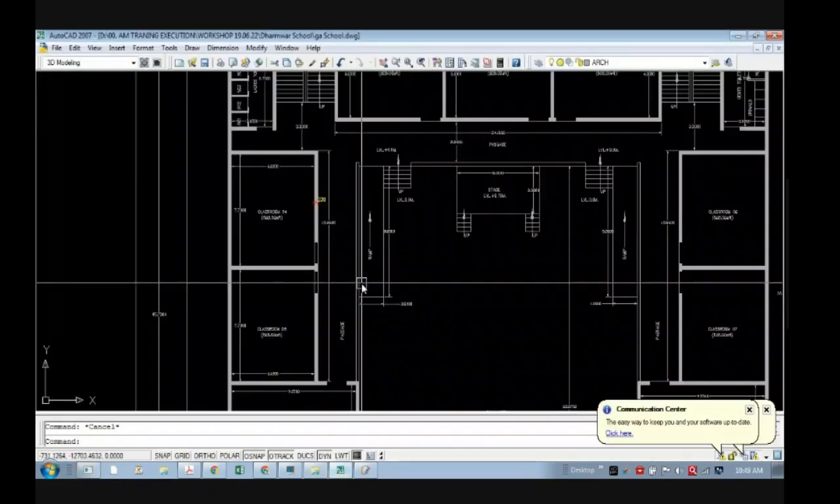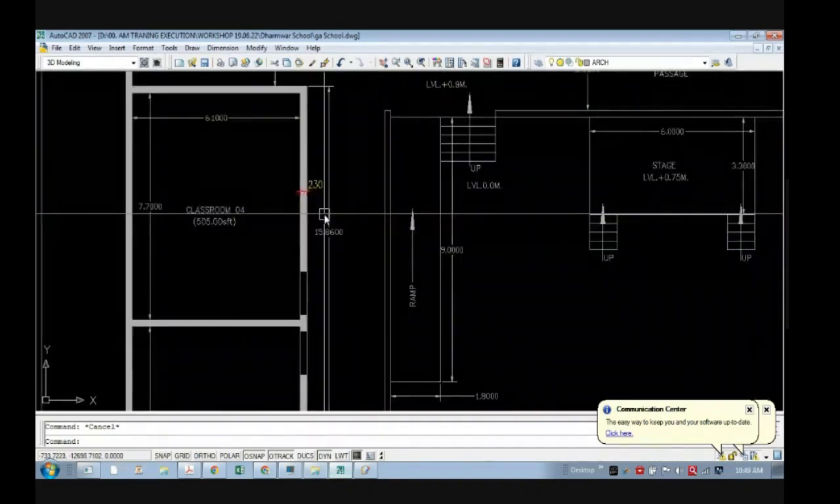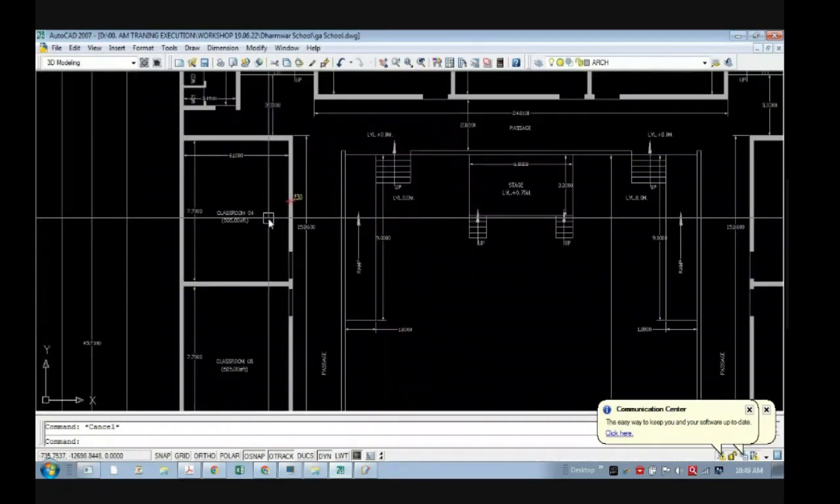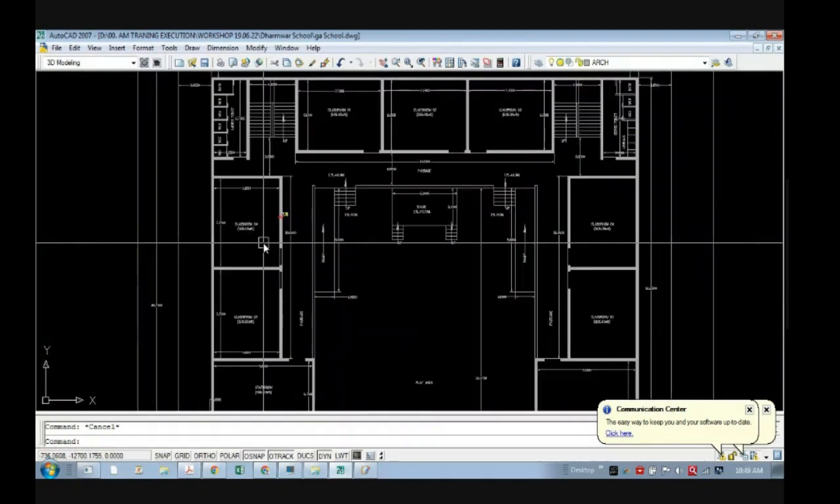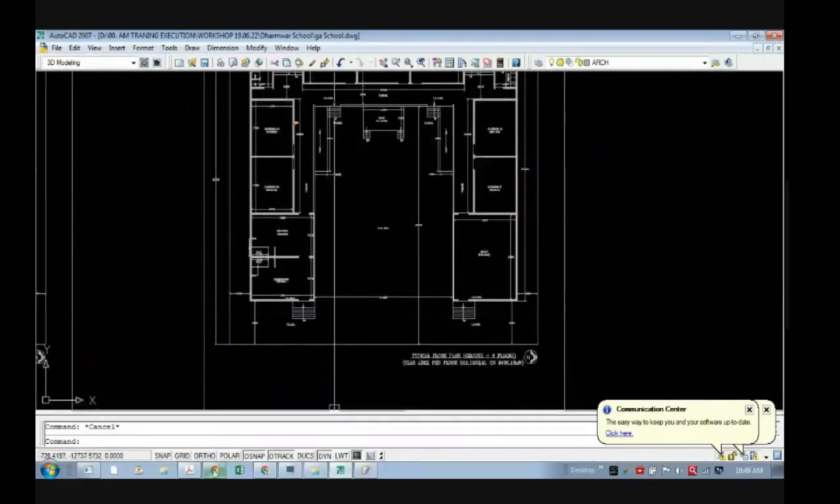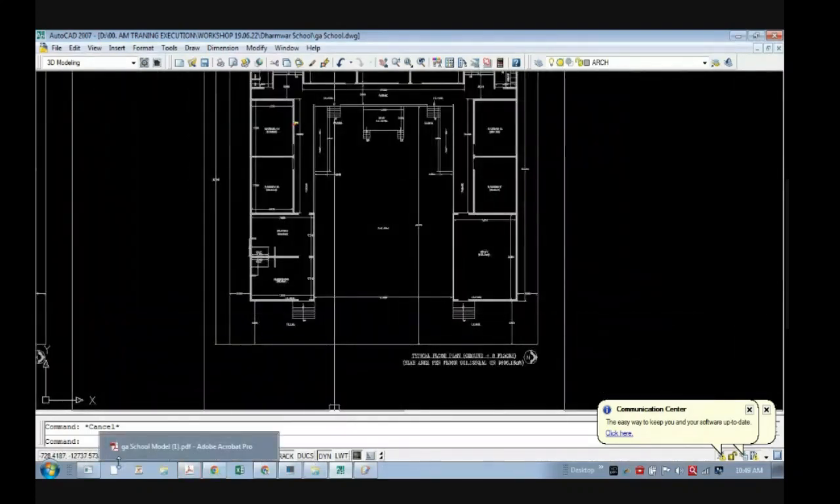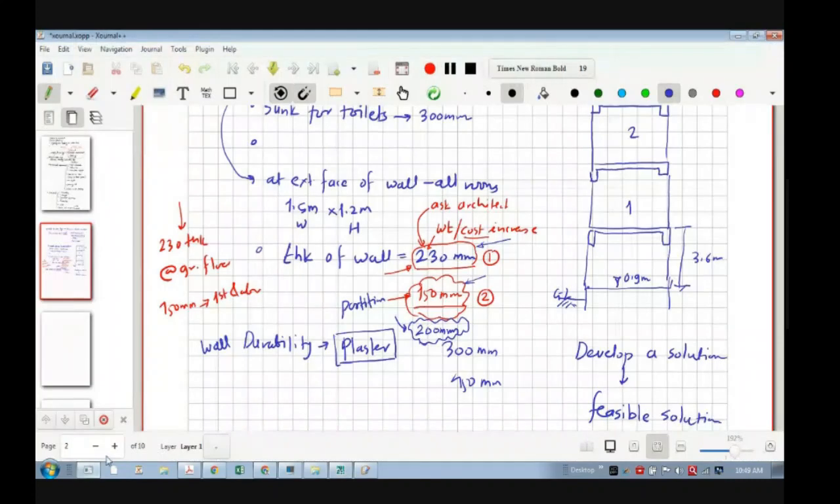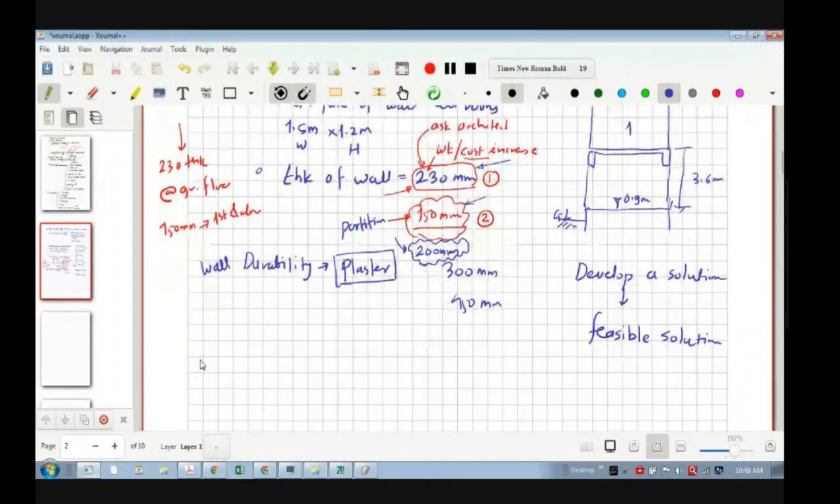So we discussed regarding the thickness of wall. Any other things you want to know? अभी ये बेसिक प्लान ही लिया मैंने. Now apart from that, any architectural छोड़ के कुछ questions है क्या आपको? Any questions apart from architectural?